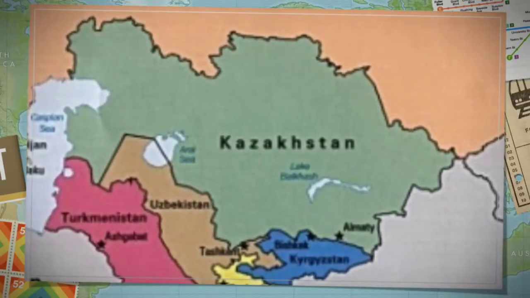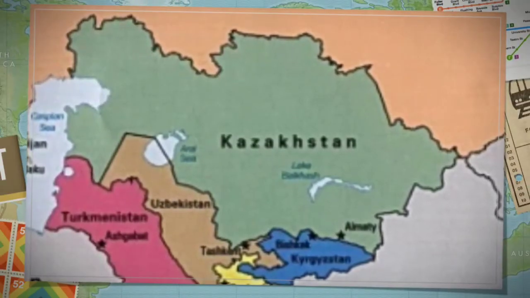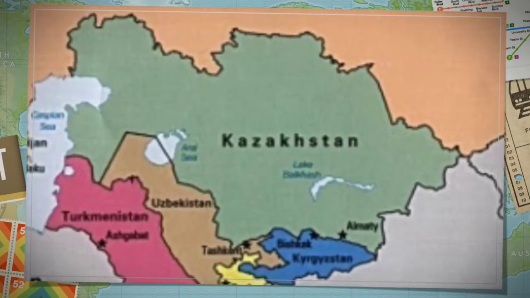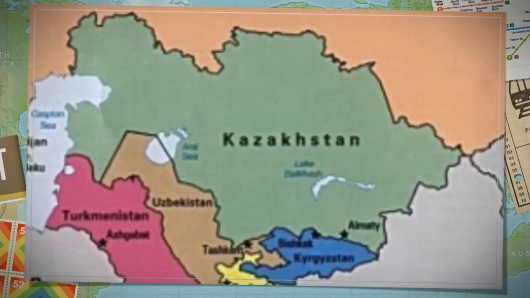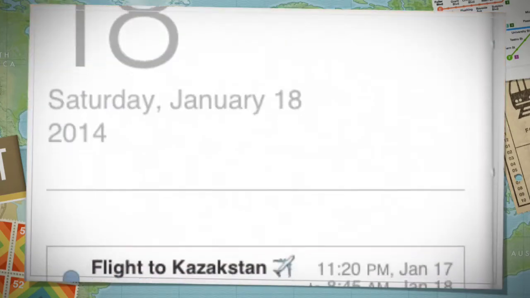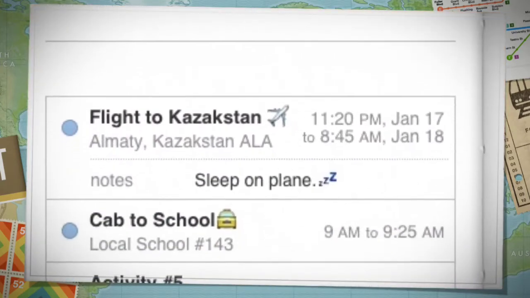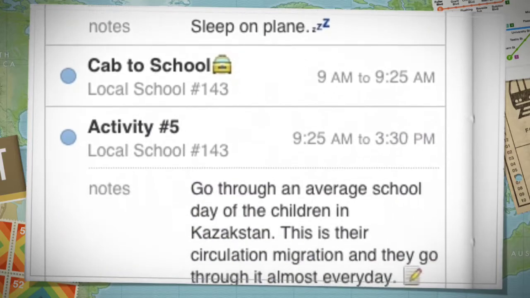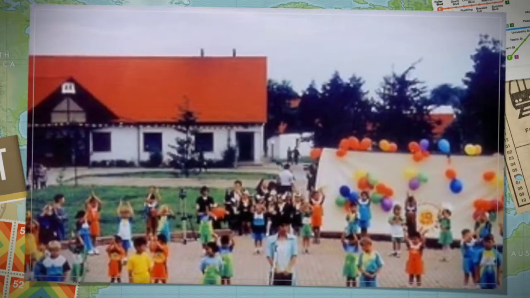Kakistan is an LDC, which means it's a lower developed country. It's also a compact state, which means it's a state in which the distance from the center to any boundary does not vary. After our flight is over, we'll take a cab to the local school and perform activity 5, which is to go through a normal Kakistan school day.